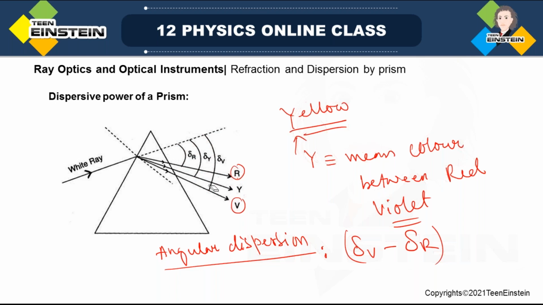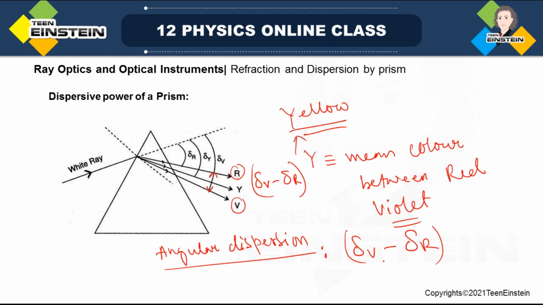So this is the deviation. See, this is the angular separation, which is delta V minus delta R. This is called angular dispersion. So the angular separation between the extreme two lights is called angular dispersion.